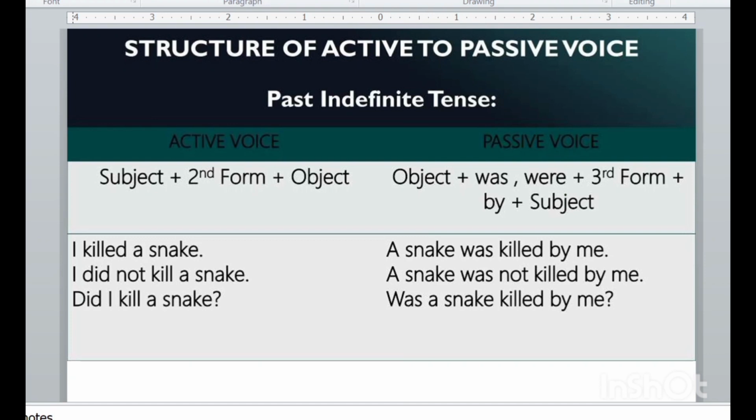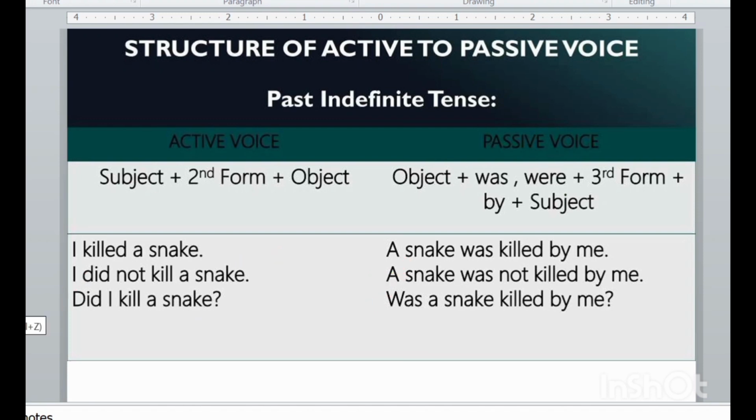the passive voice: object plus was plus third form of verb plus by plus subject. Okay, I killed a snake. A snake was killed by me. Very easy. I did not kill a snake. A snake was not killed by me. Okay, did I kill a snake? With a question mark, this is interrogative. Was a snake killed by me? Very easy. This is not a difficult one.